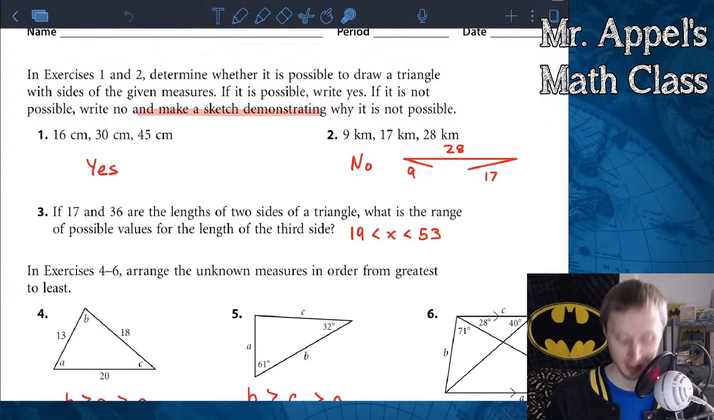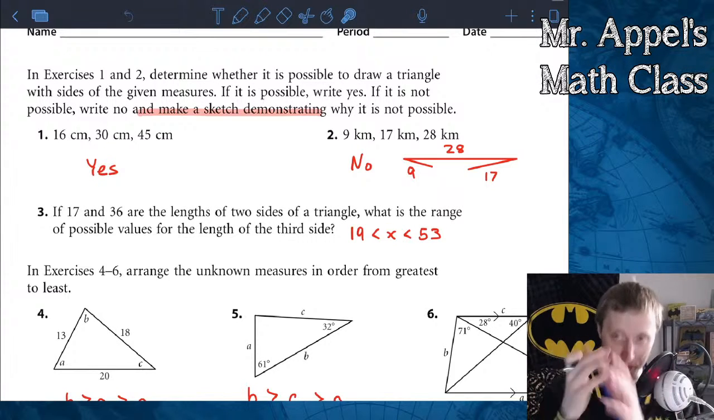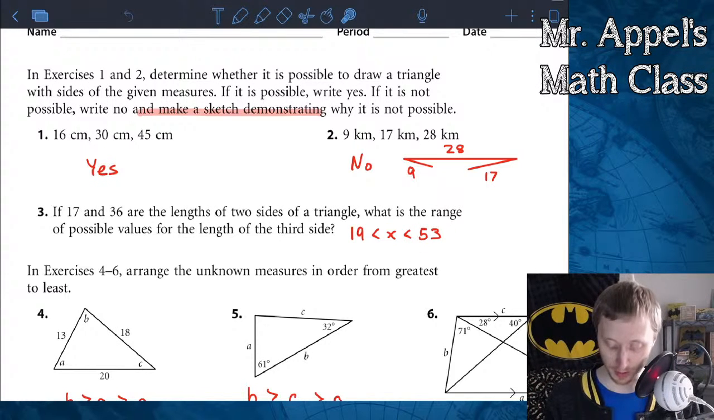So think of it as, if these are the two smaller ones, the larger one is not allowed to be bigger than the sum of those two. Clearly, you just add them together and get the 53. But if it's smaller, then that leaves the 36 to be the large side. So I need something plus 17 is equal to or more than 36. So we take 36 minus 17 to get that smallest possible side.